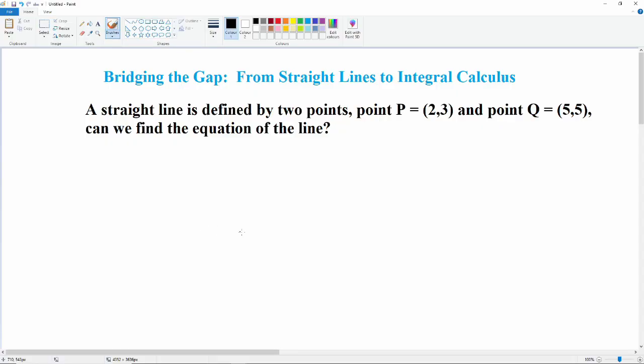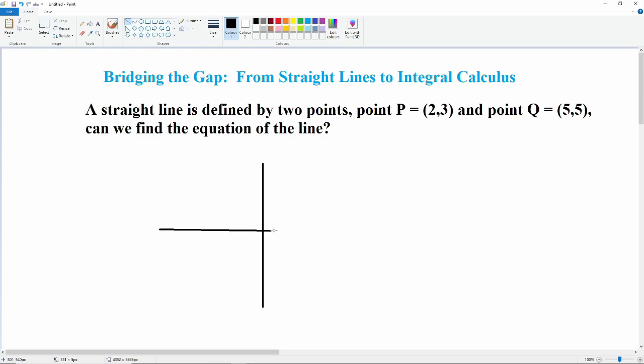A line is defined by 2 points. Point P is 2, 3 and point Q is 5, 5. Can we find the equation of the line? Okay, let's do this the same way we did before in lesson 1.